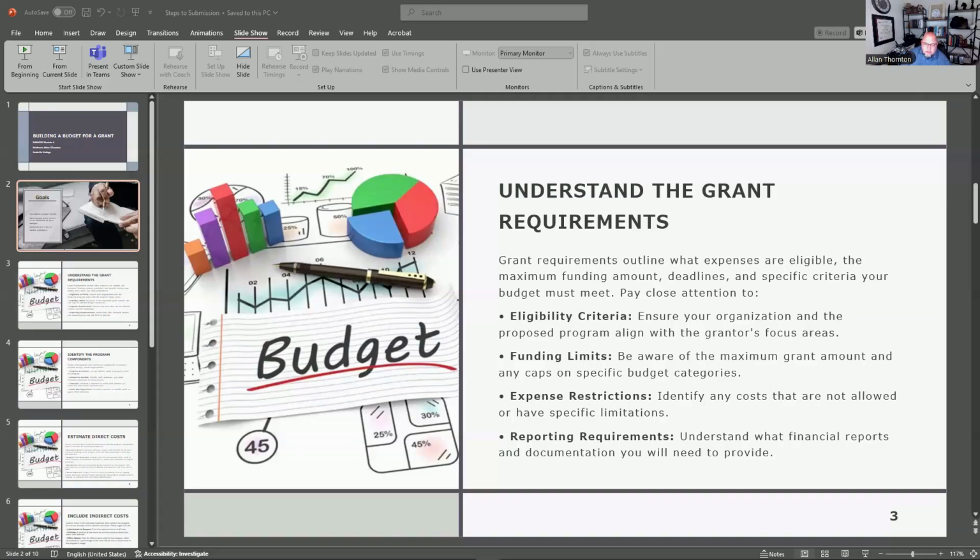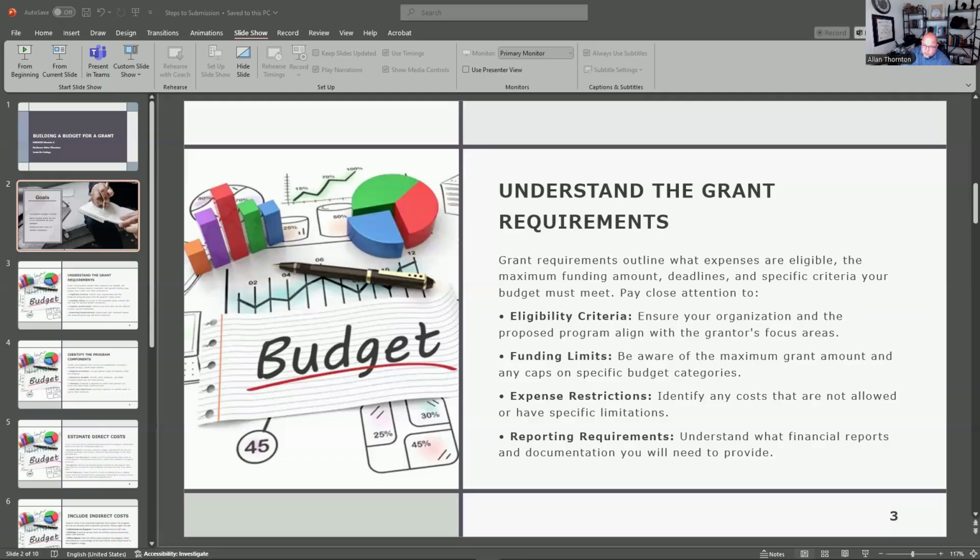All right. So what are your restrictions? Know if there's any costs that are not allowed or have a specific limitation. So they may earmark that the money can be spent on A, B, C, E, and F, but on D, you cannot spend it. All right. So they'll say that.